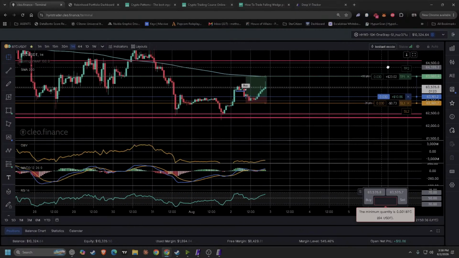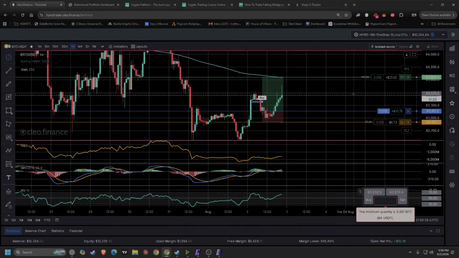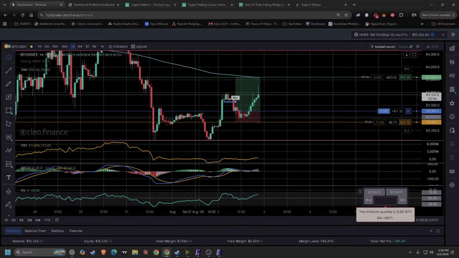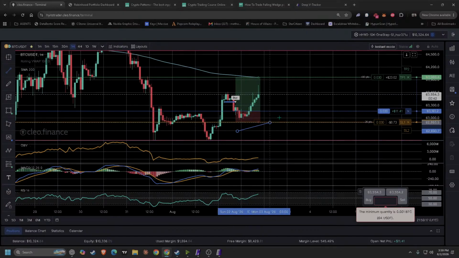Big wick energy right there. We'll probably just rip back up through that. Probably manipulation. But we've been in this trade for a while. So now what do we see? Two touches.